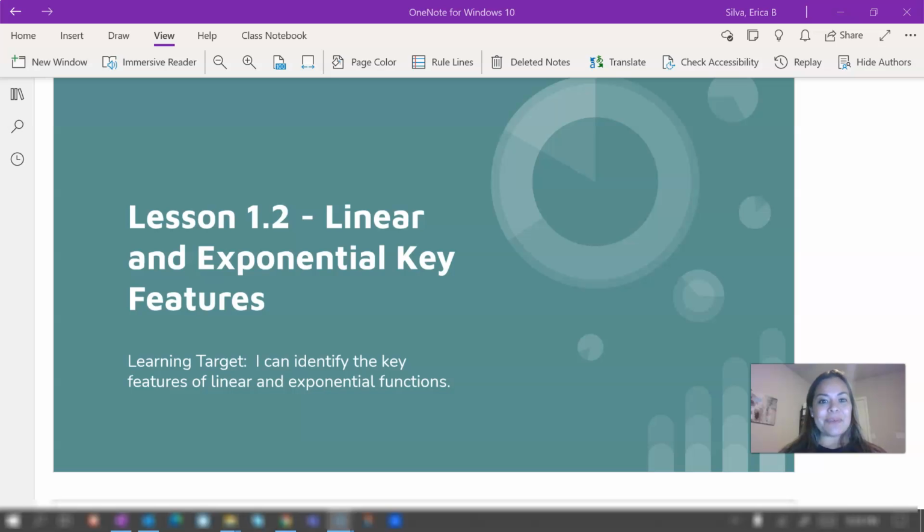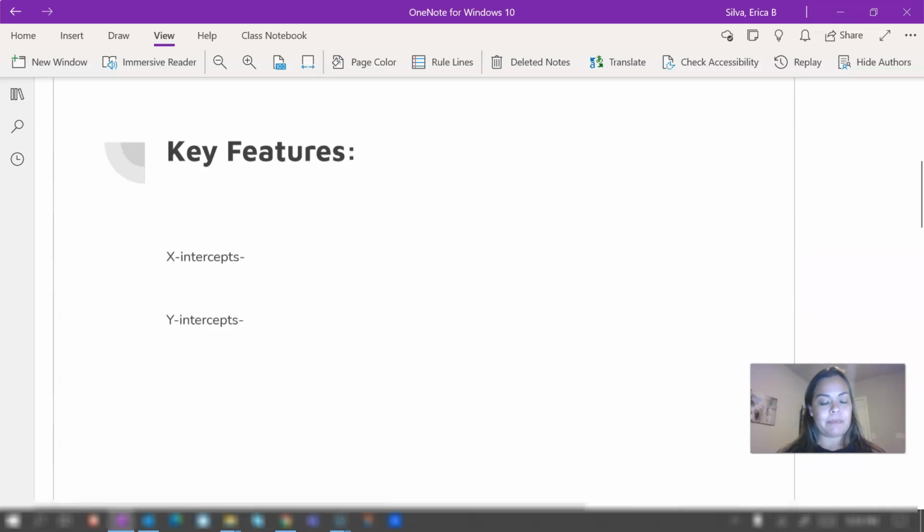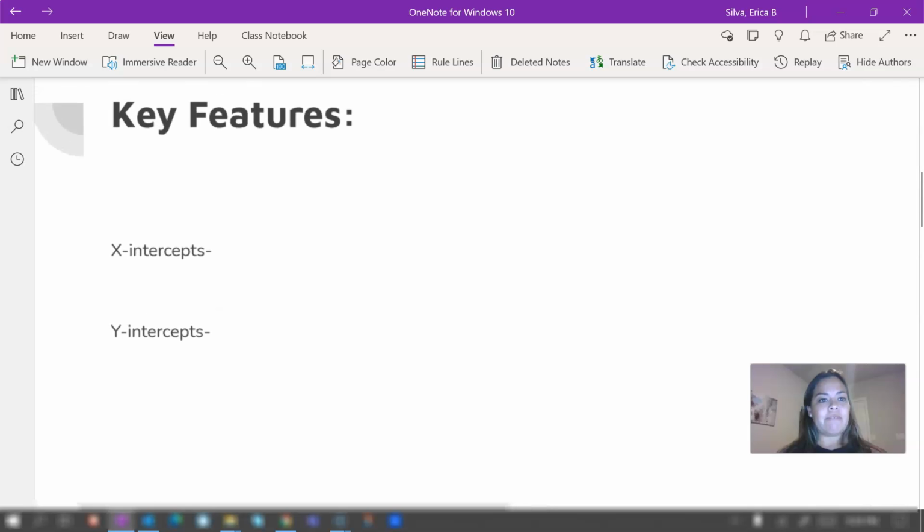And for this lesson, we're going to be looking at key features of linear and exponential functions. So your learning target for today will be that I can identify the key features of linear and exponential functions. All right, so let's go ahead and first review these key features, our x-intercept and our y-intercept.